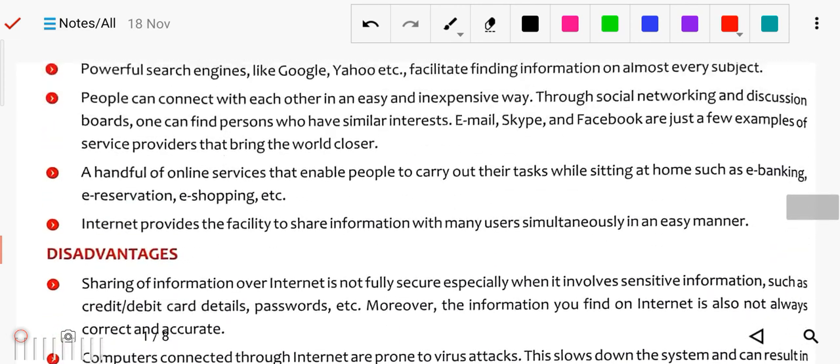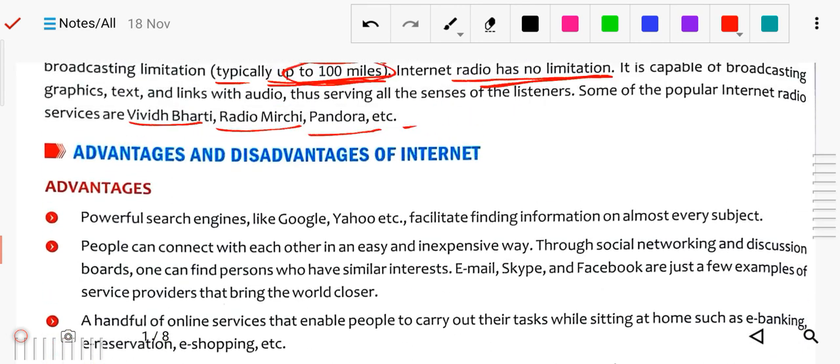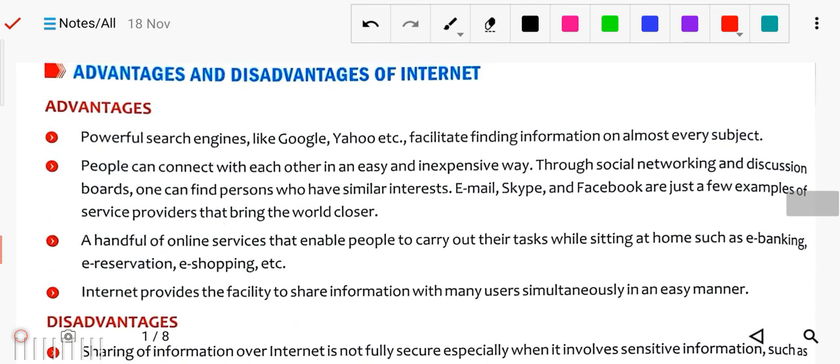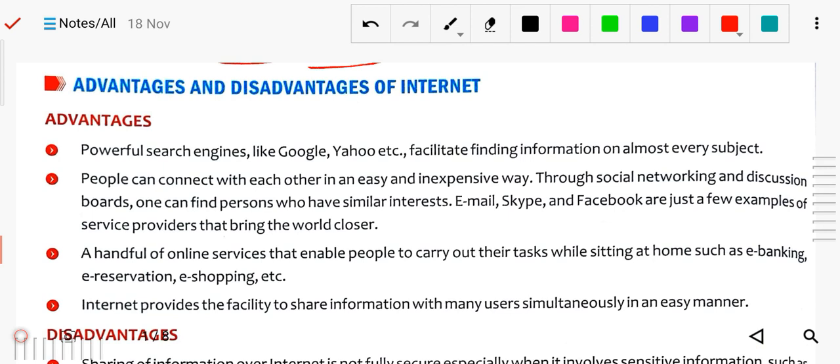Now next we have the advantages and disadvantages of the internet. Of course there are some good things and some bad things also. First of all we will study the advantages. It has a powerful search engine: through Google, Yahoo we can search any information very easily. We just write a little bit related to the subject and we get all the information.